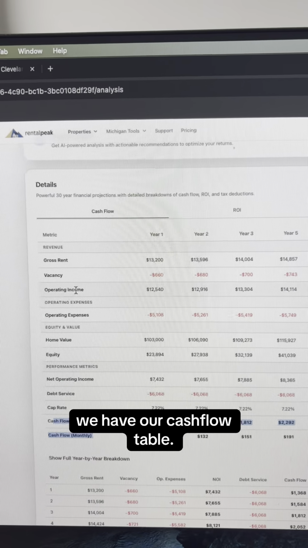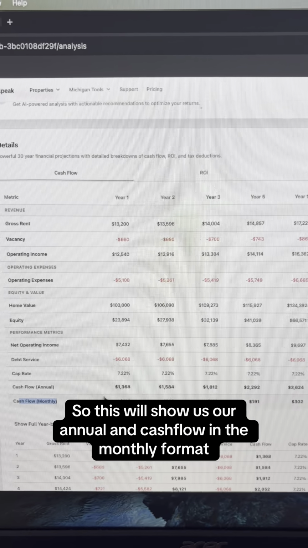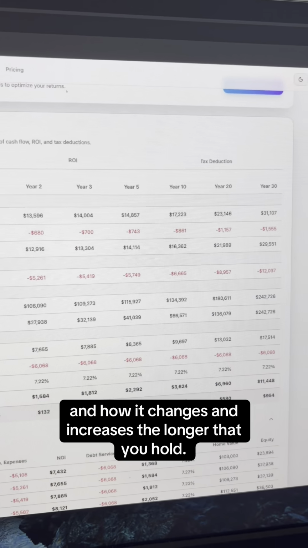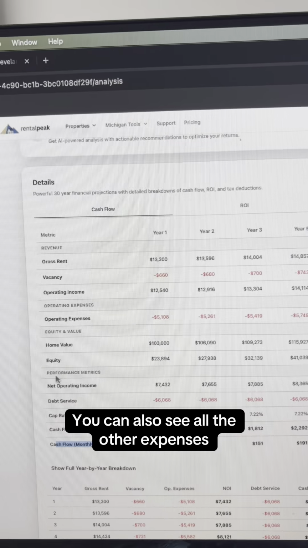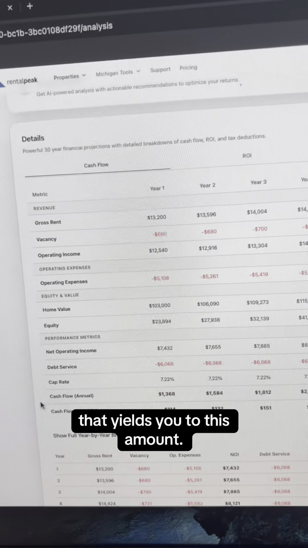So if you scroll down here, we have our cash flow table. This will show us our annual and monthly cash flow over the course of 30 years of owning this property, and how it changes and increases the longer that you hold. You can also see all the other expenses and all the money that flows in and out of this deal that yields you this amount.